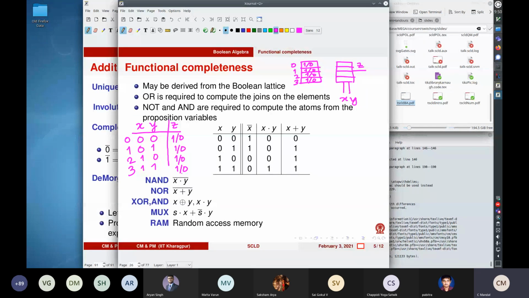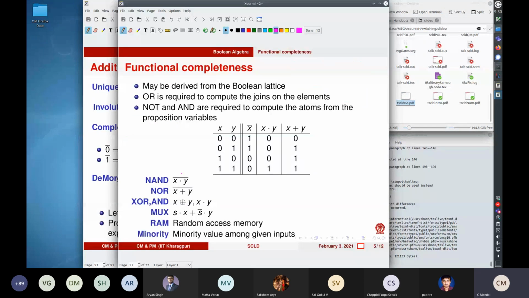So that is how this RAM serves as a functionally complete module. All right. Okay, so I think I'll stop here today. We'll continue tomorrow. Okay, thank you then. We'll stop here.